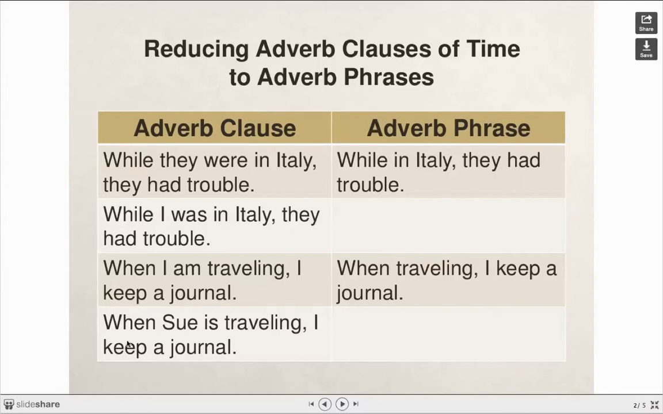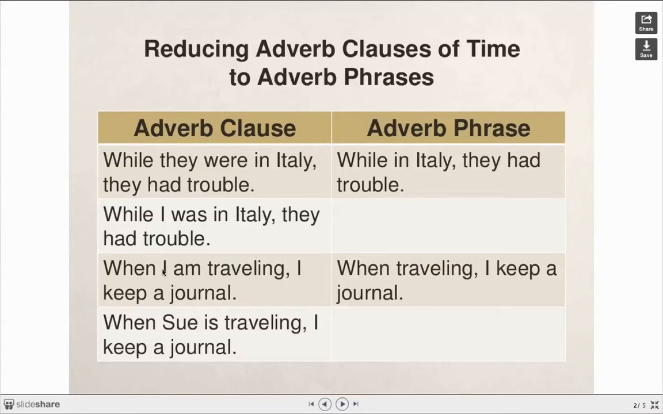This is something you can do when you've got the subject the same in both clauses and you've got a verb to be, a form of the verb to be. So when I say, while they were in Italy, they had trouble, I can take out this pronoun and were, and I can say, while in Italy, they had trouble. However, I cannot do this if I have two different subjects. While I was in Italy, they had trouble, then I can't do it.